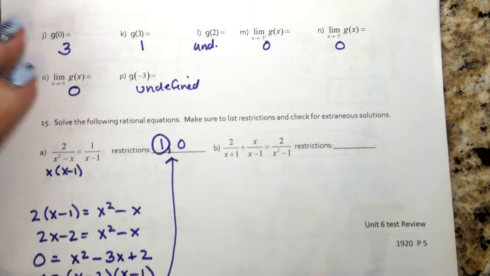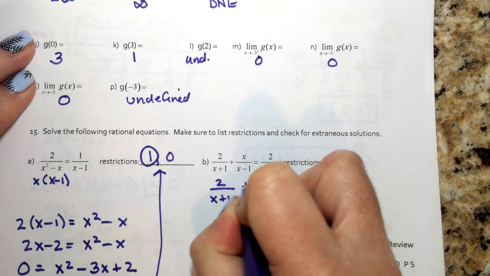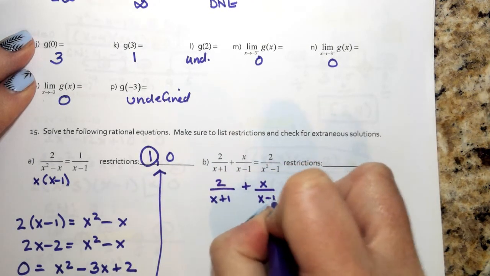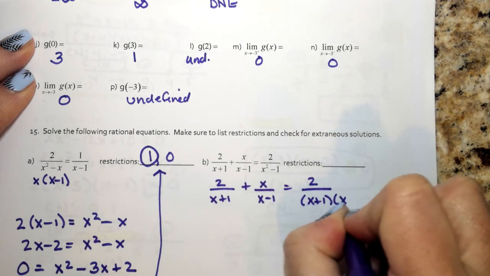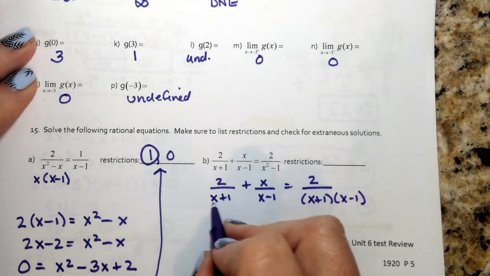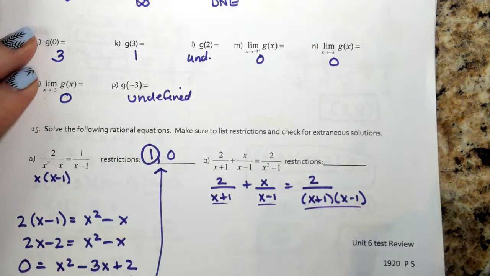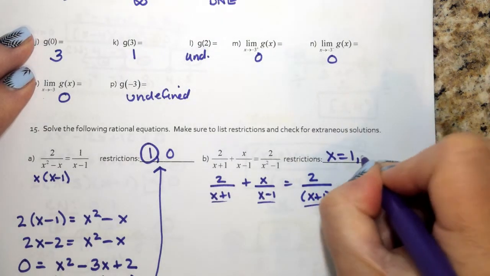So if you take a look at B, I have 2 over x plus 1 plus x over x minus 1 is equal to 2 over, again, I'm going to factor that denominator into x plus 1 times x minus 1. So the restrictions, you would look at all of your fractions and you set the denominators equal to 0. So I end up with x is equal to 1 and negative 1.